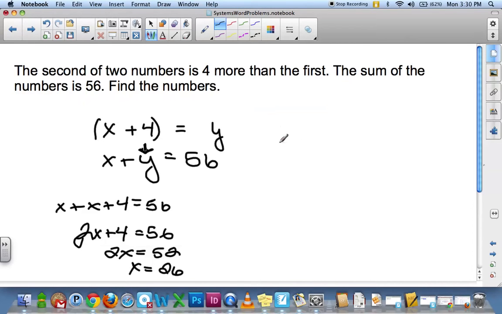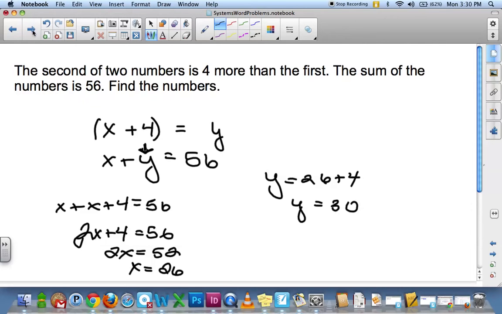Okay. To find y, I'm going to plug it into the first equation that we solved for. So you've got y equals 26 plus 4. In this case, y is going to equal 30. If I look at my second equation, these two x and y's have to add up to 56. So 26 and 30 is 56.